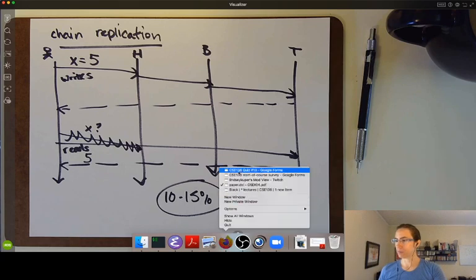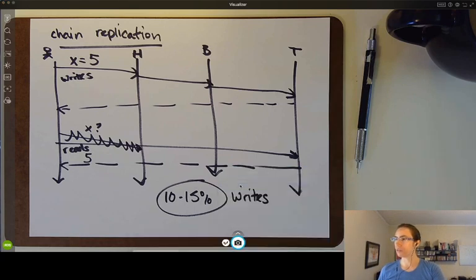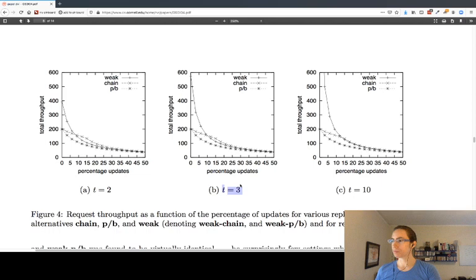That seems to be more or less true, regardless of whether they had 2 replicas or 3 replicas or 10 replicas. The peak of that chain replication curve, in terms of advantage over primary backup replication, seems to be about the same.